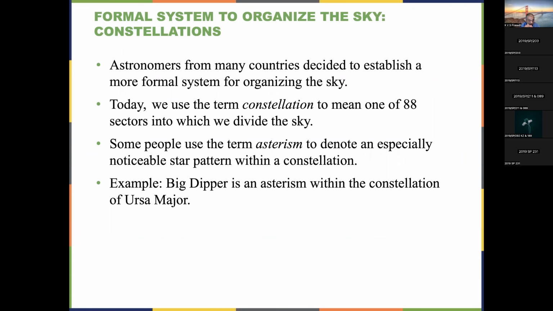And some people have this word called asterism to denote an especially noticeable star pattern within the constellation. So an asterism is a subgroup of a constellation, a sub pattern that you can easily locate or notice in the sky, right? Now, for example, the name Big Dipper is an asterism, actually in the constellation Ursa Major. Ursa Major is the big constellation, and then the Big Dipper is a small part of that you can easily locate or notice on the sky, right?